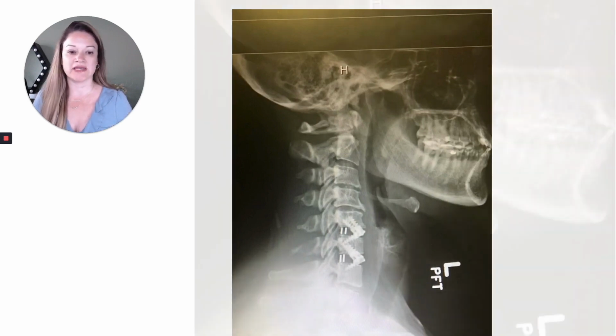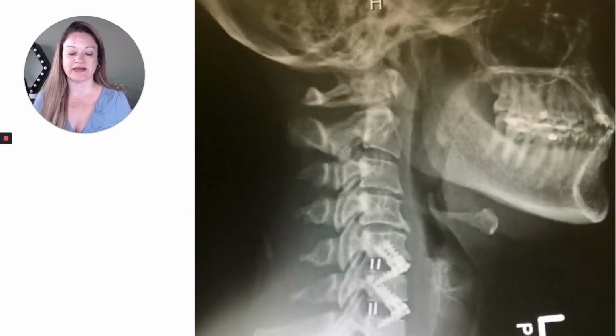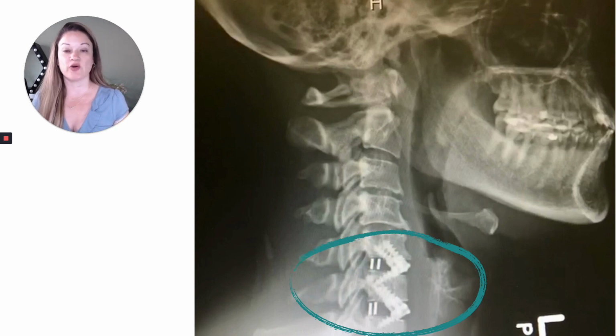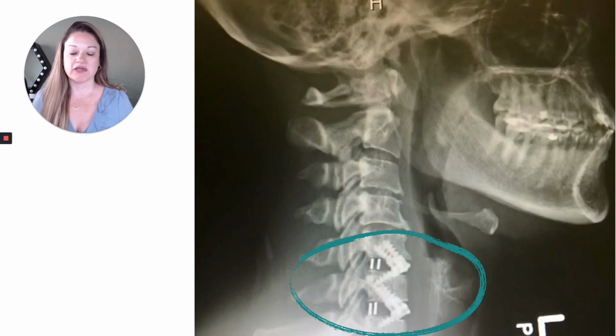Now, if we zoom in a little bit, you might notice something different about this particular skeleton. Most people don't have those things that are highlighted there, but I do. There was a car accident and a cervical spine surgery that we can discuss at a different time.